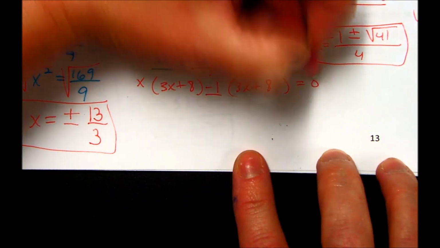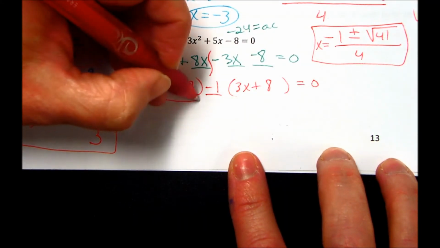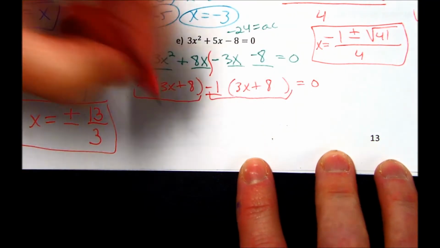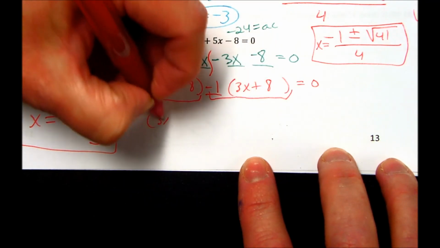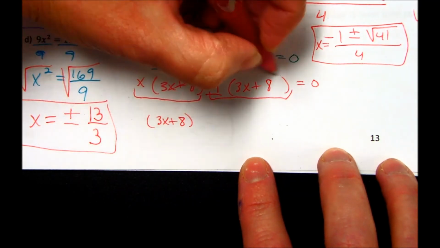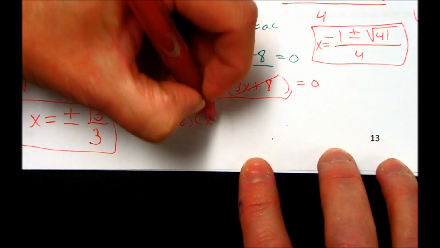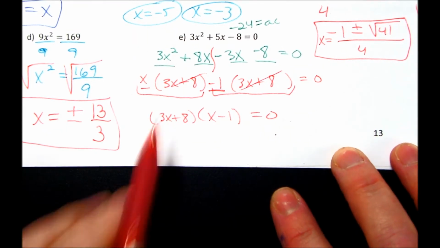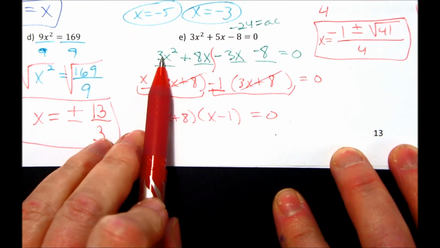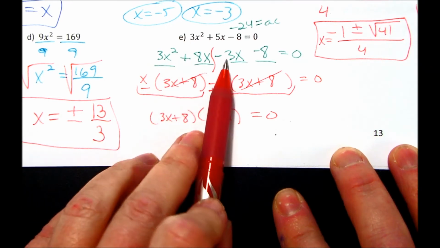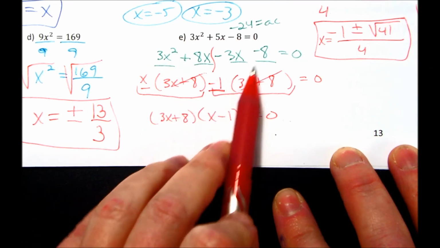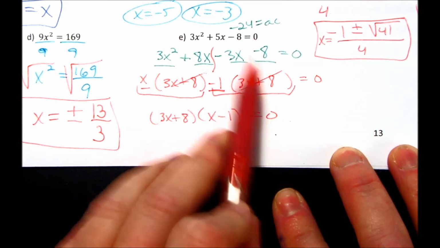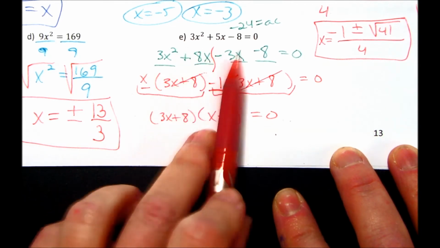So now, if you look at these two groups, what do the two groups have in common? The 3x plus 8. So I'm going to factor that out from each group. And then when I factor that out, the x minus 1 is left in parentheses of its own. So if you're not sure whether or not this is correct, we can double check. 3x times x is 3x squared. 3x times a negative 1 is a negative 3x. 8 times x is positive 8x, and then 8 times negative 1 is negative 8. And if we put that together in the middle, we would have what we started with.